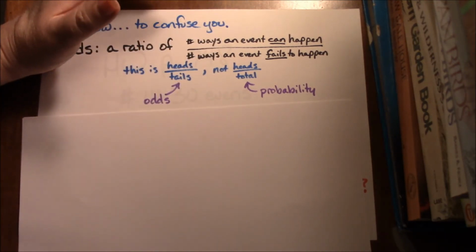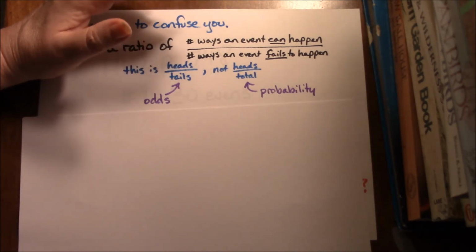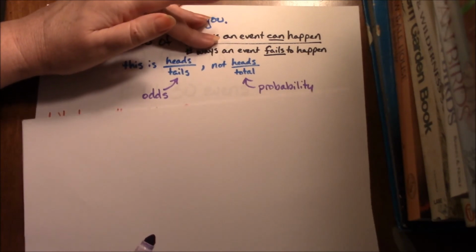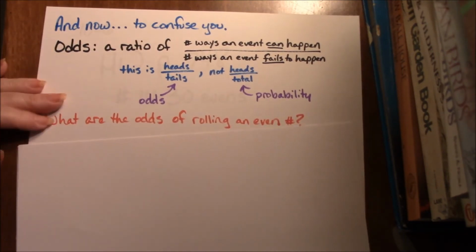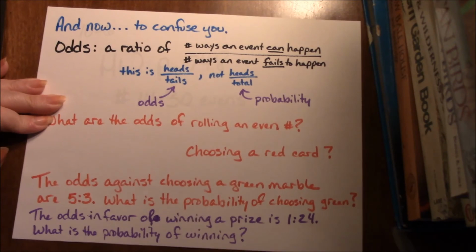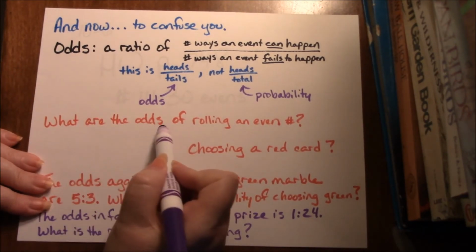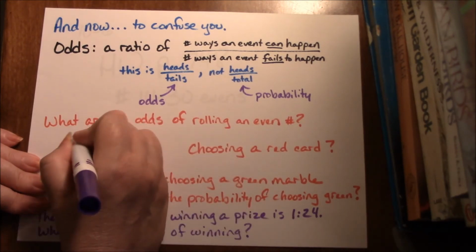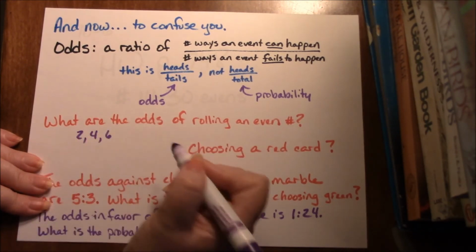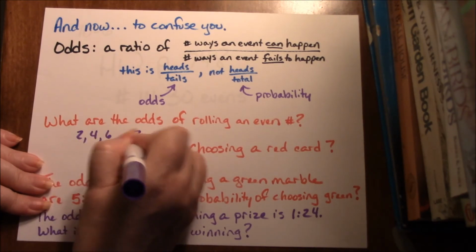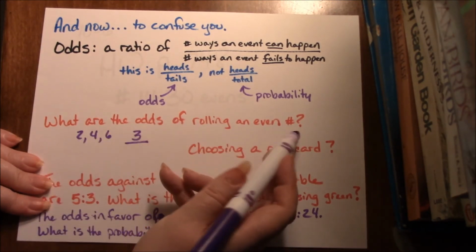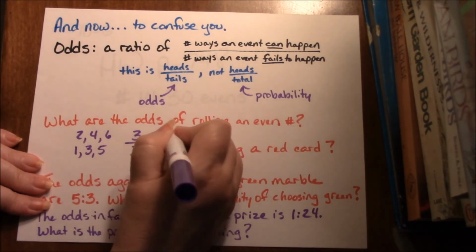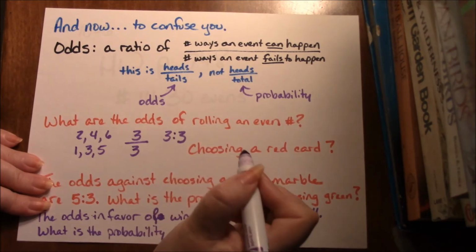So when you're reading the paper or looking at sports games and probabilities and statistics and things like that, it's important to know the difference between these two. So now we're going to play with these a little. What are the odds of rolling an even number? Well, an even number on a dice is 2 or 4 or 6, so there's 3 of them, and then not rolling an even number would be a 1, 3, or a 5. So that is a 3 to 3.